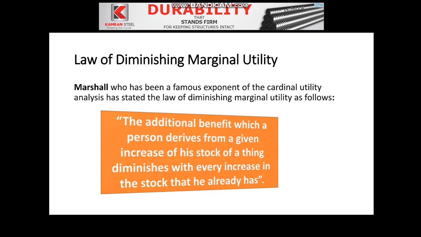Law of diminishing marginal utility. Marshall, who has been a famous exponent of the cardinal utility analysis, has stated the law of diminishing marginal utility as follows: the additional benefit which a person derives from a given increase of his stock of a thing diminishes with every increase in the stock that he already has.